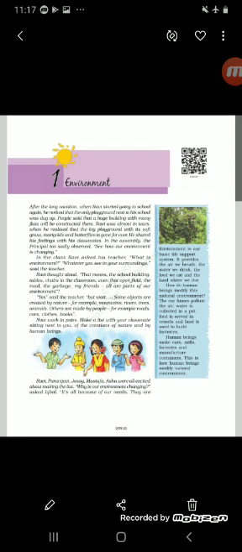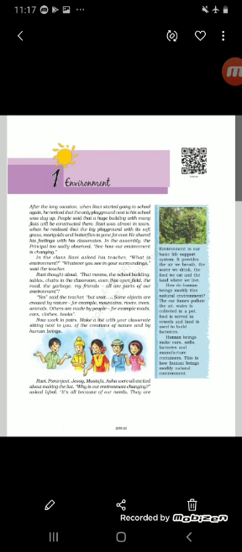Okay, today we are going to take up a topic from social science of class 7. We will be doing chapter 1, that is environment. We are going to study about environment.